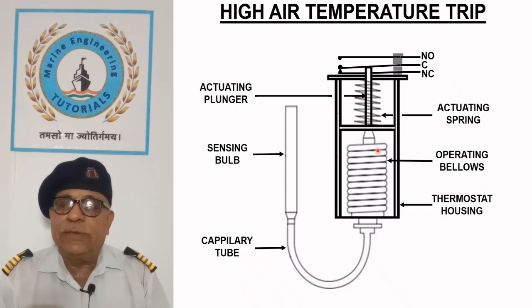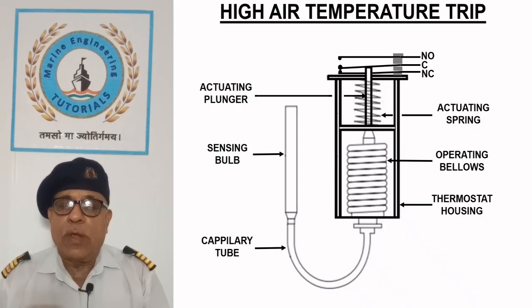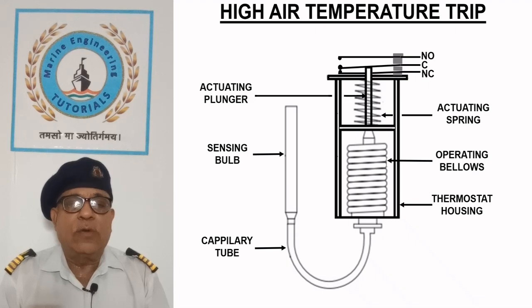As the temperature increases, the rise in pressure expands the operating bellows, which lift the operating plunger. At the set point, the contact between common and normally closed is broken and the compressor trips, which also activates the alarm for drawing the attention of the duty engineer. When the high air temperature trip activates, it needs to be reset manually to find the cause of the malfunction and for subsequent rectification of the fault.